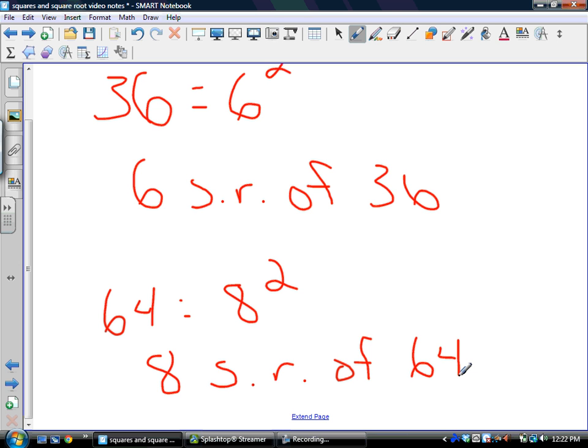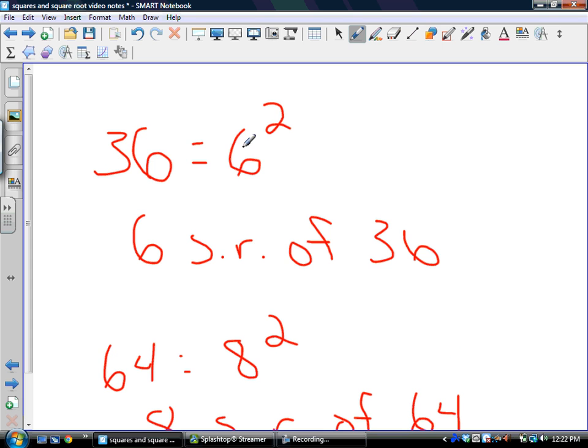Now, there's something we have to remember when we're doing this, is that there's actually 2 different numbers that I can square and get 36. Not just 6. Think about it for a second, pause the video, see if you can think of another number that when you square it, you still get 36.